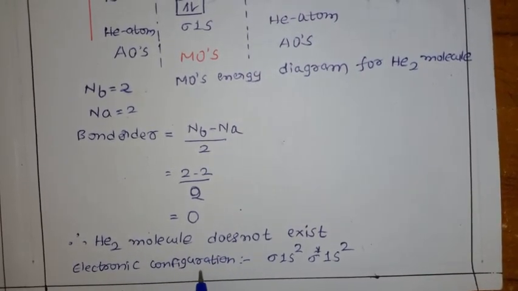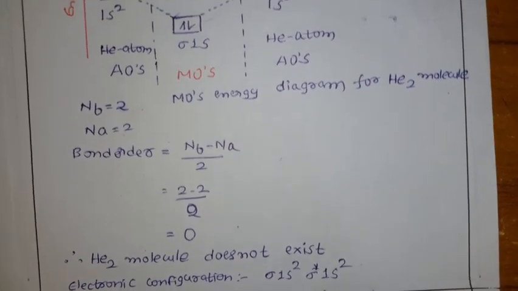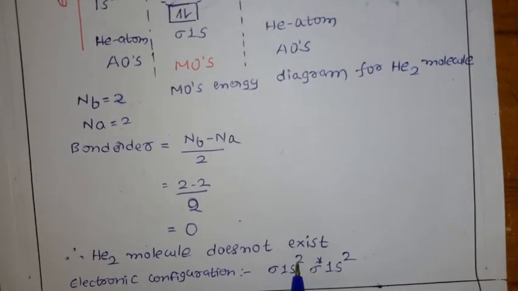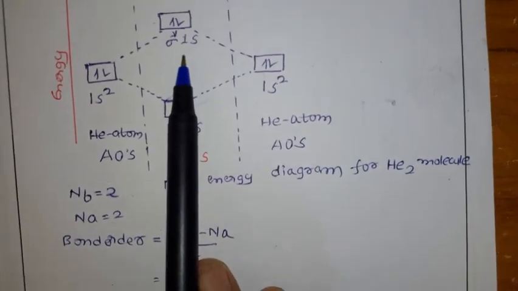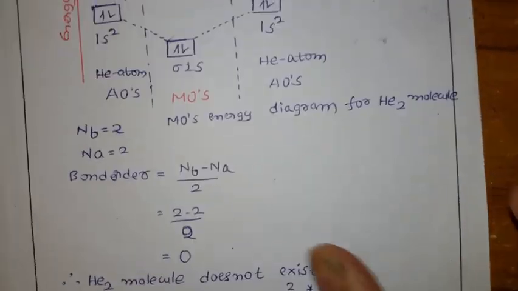Now come to the electronic configuration. It is sigma 1s2, sigma star 1s2. Because in sigma 1s we have 2 electrons, so sigma 1s2, and in sigma star we have 2 electrons, so sigma star 1s2. Next, come to another example.